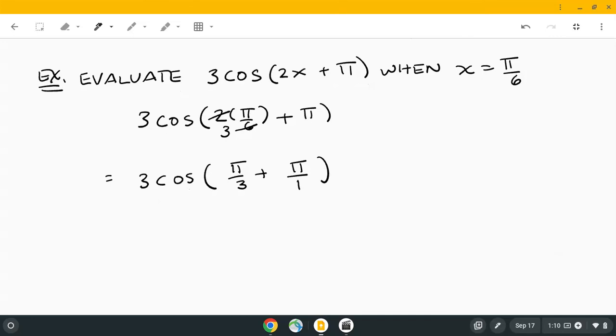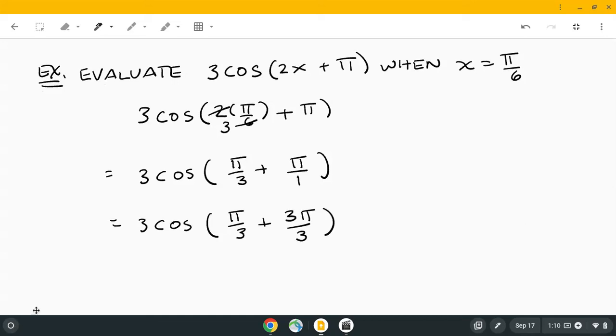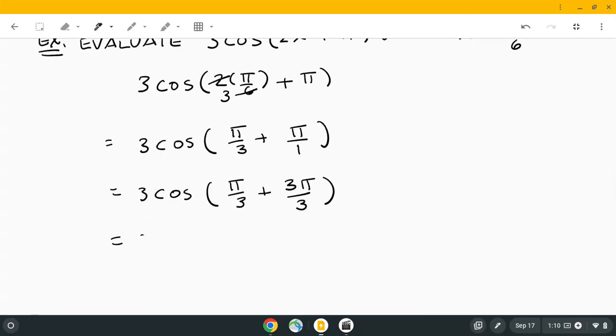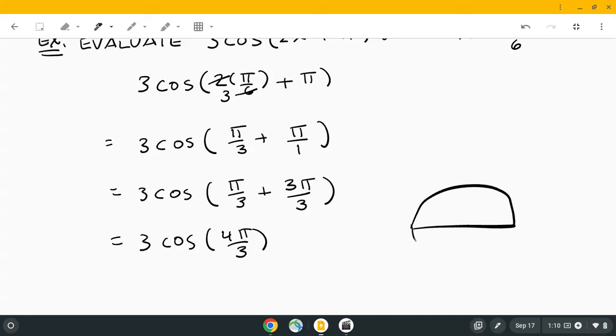Okay, so now this becomes 3 cosine of pi over 3. And we need common denominators, so 3 pi over 3. And so now this becomes 3 cosine of 4 pi over 3. Okay, so thirds, this fraction doesn't reduce. So thirds are associated with 60 degrees.